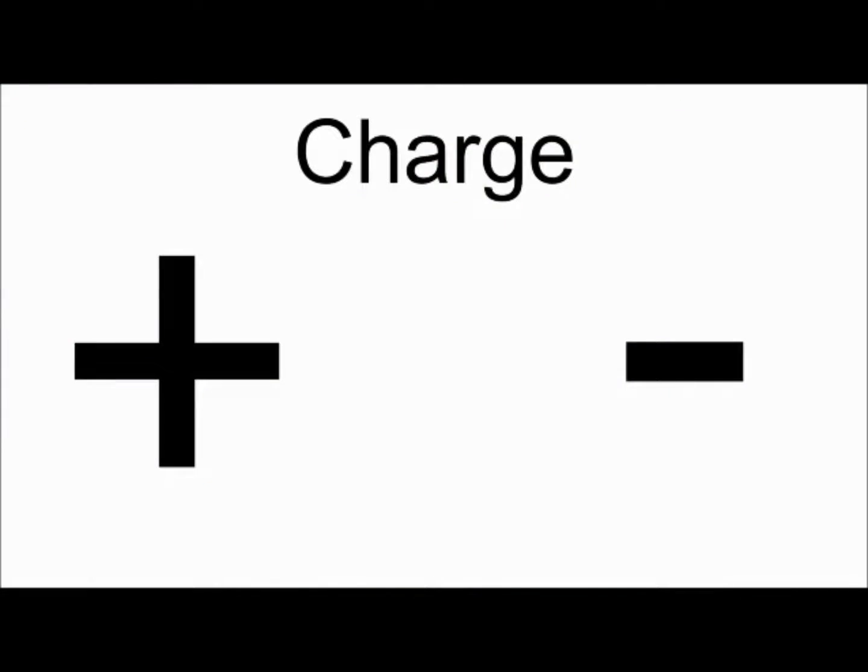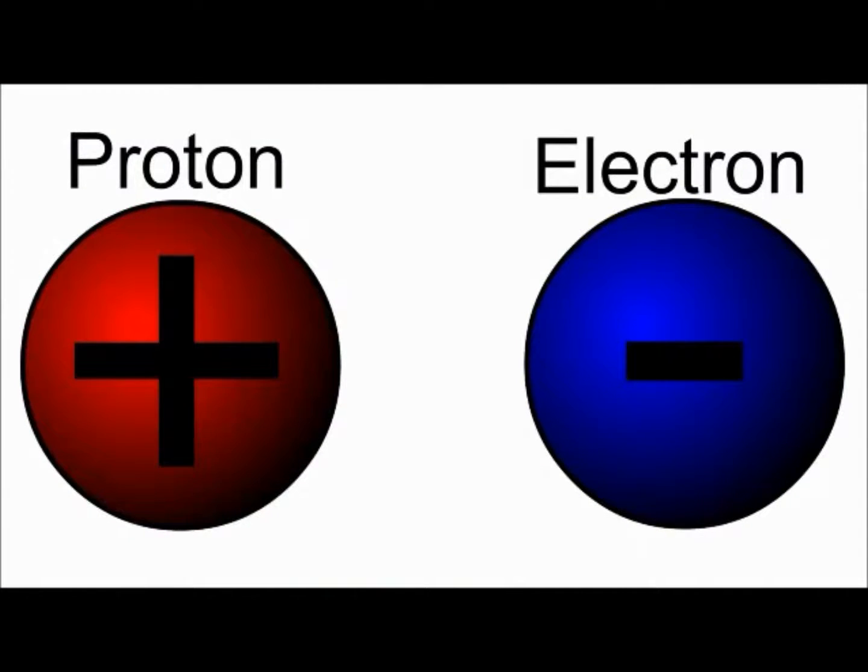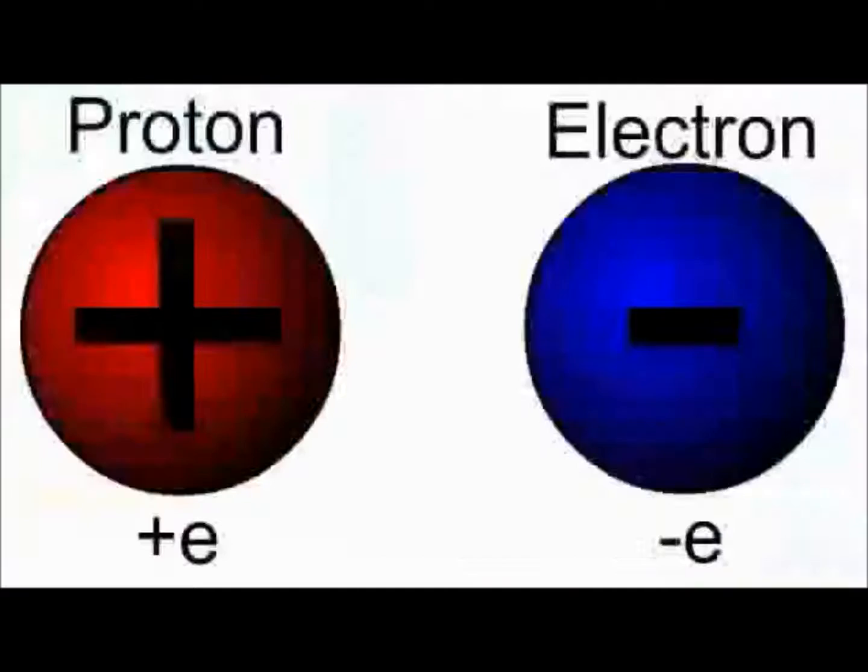Well, the answer is we propose a property that certain materials have called charge. And there are two types of charge, which you're probably already aware of, positive and negative. And there are two everyday particles that carry these charges. There's the proton, which carries the positive charge, and the electron, which carries the negative charge. The amount of charge on the electron is the same as the amount of charge on the proton, except the charge on the electron is negative. We call this amount of charge the electron charge, and we give it the symbol E.